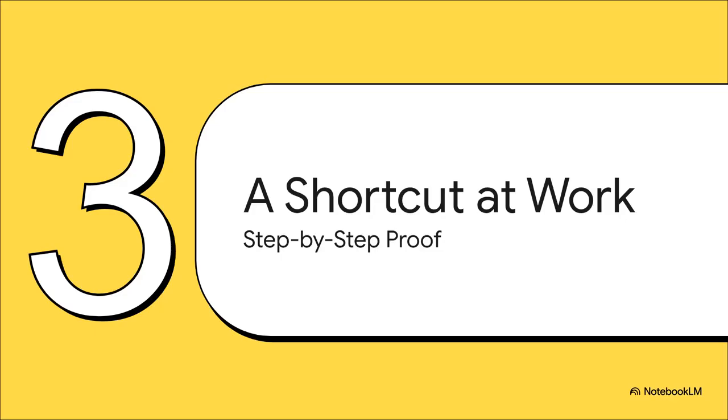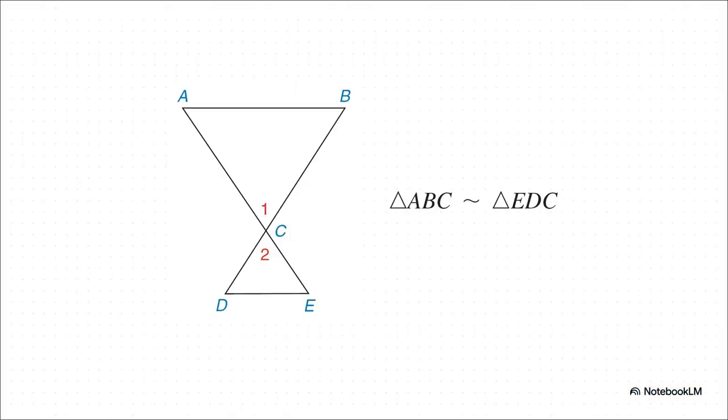Simple as that. Okay. Theory is great and all, but let's actually see how this stuff works in the real world. We're going to take one of these shortcuts for a spin and solve a classic geometry proof step by step. All right, here's our challenge. We've got this kind of hourglass shape, right? It's made of 2 triangles. Now, the only piece of information we're given for sure is that the top line, AB, is parallel to the bottom line, DE.